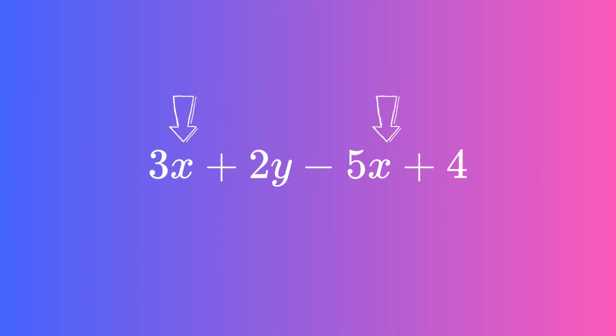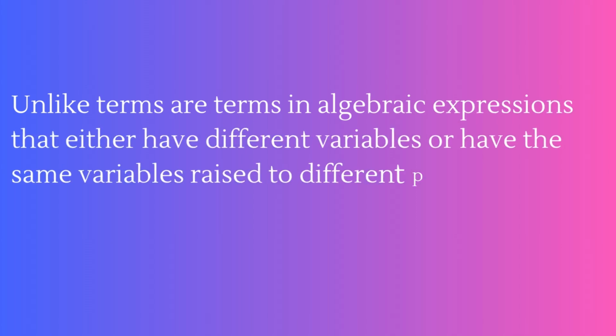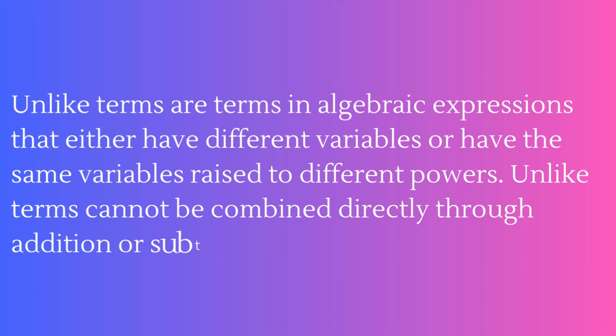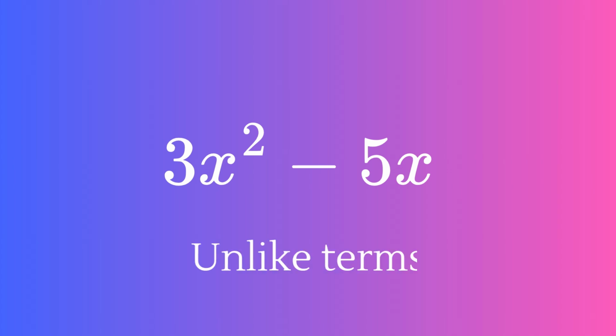they both have the variable x raised to the power of 1, whereas unlike terms are terms in algebraic expressions that either have different variables or have the same variables raised to different powers. Unlike terms cannot be combined directly through addition or subtraction. For example, in the expression 3x squared minus 5x, 3x squared and minus 5x are unlike terms because they have the same variable x but raised to different powers, x squared and x to the power 1.